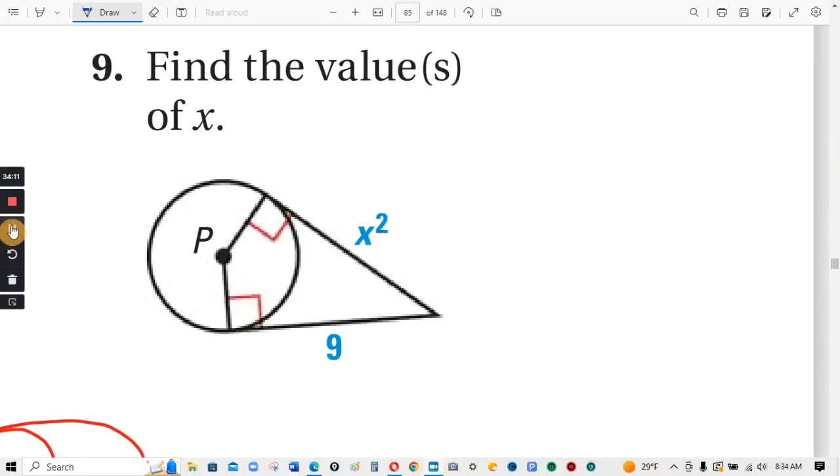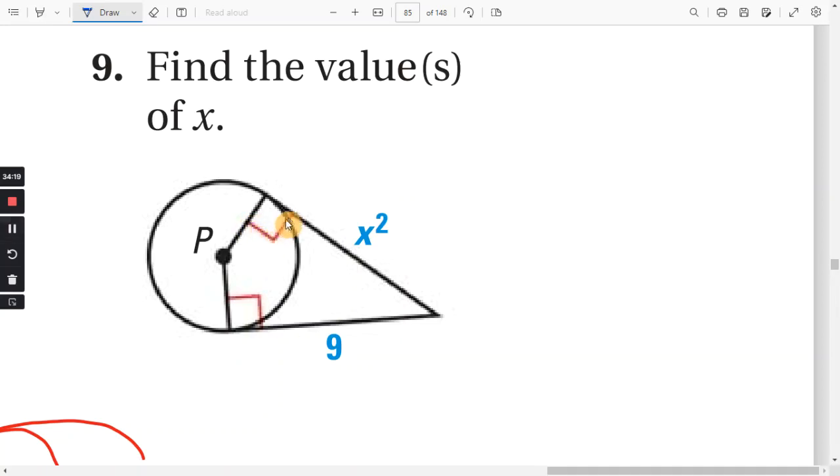All right, last one, try number 9, find the values of X. And I'll give you a hint, since these are right angles here, that means these line segments are both tangent to circle P. And they have the same endpoint outside the circle, so X squared and 9 are equal to each other. So set them equal to each other and solve. They have the same point outside the circle. They make the right angle, so they're tangent segments. X squared equals 9.